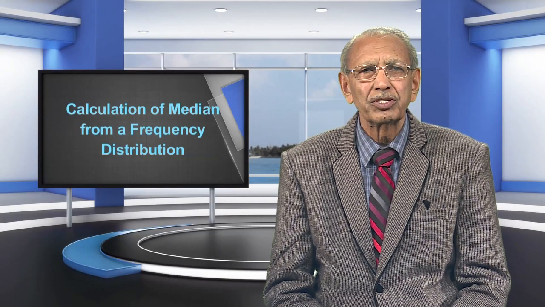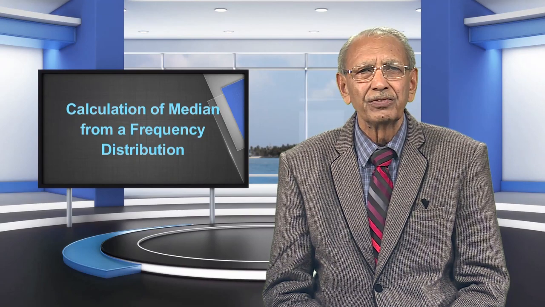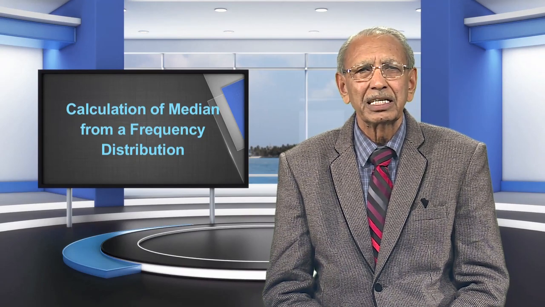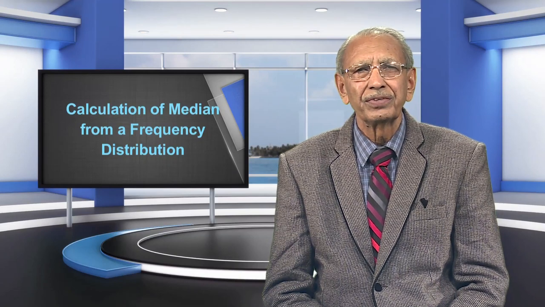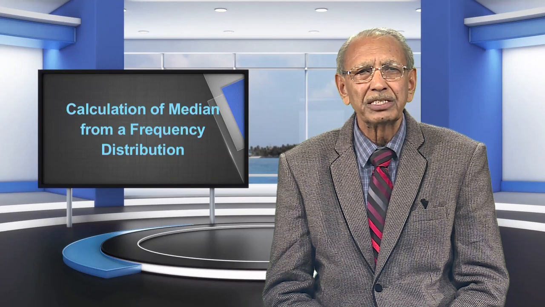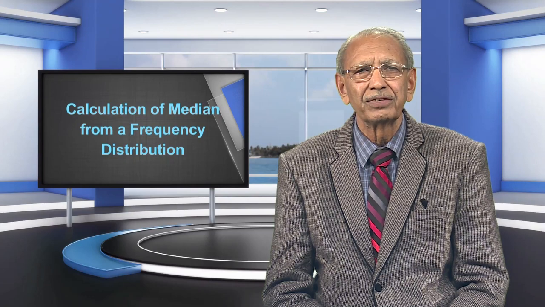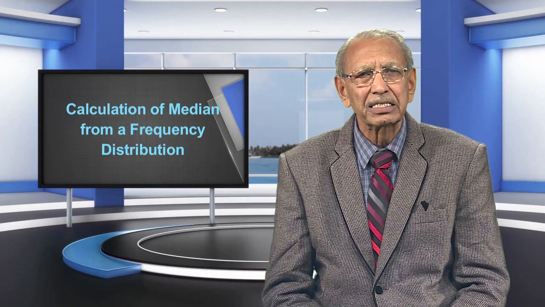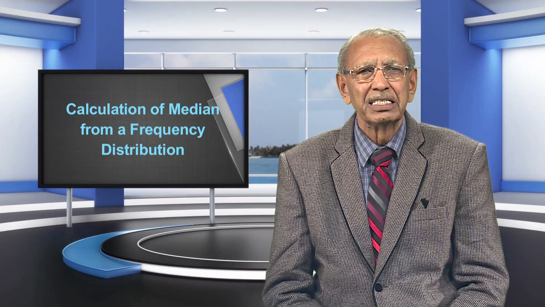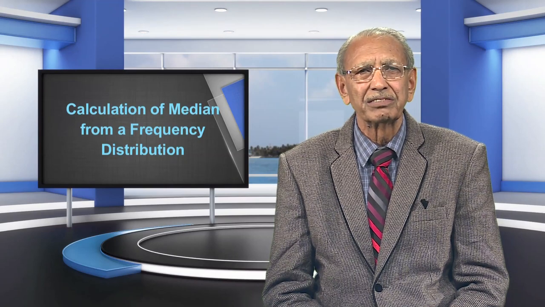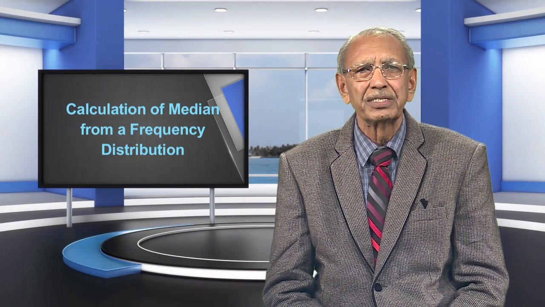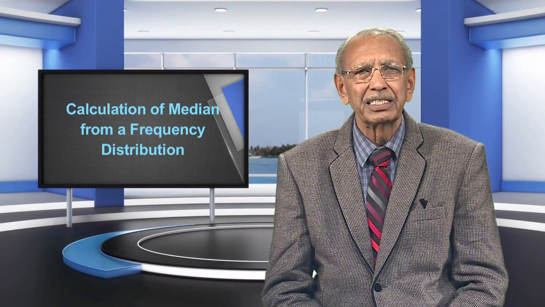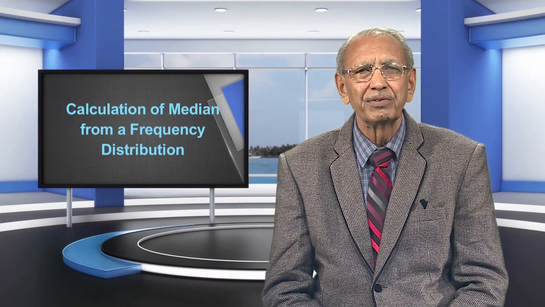Dear students, I am going to show you the calculation of median from a frequency distribution. In calculating the median from data grouped in the form of a frequency distribution, the problem is to determine a value of the variable such that one half of the observations fall above this, the other half below this. The fundamental logic of calculation remains the same as already described in relation to the ungrouped data. The method will be illustrated with reference to the data in Table 1.